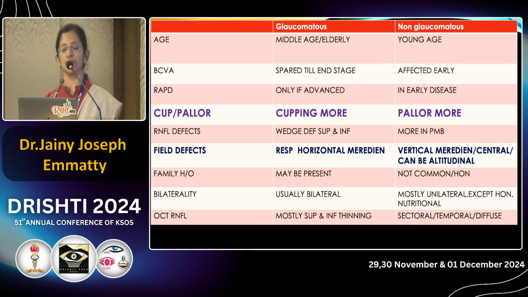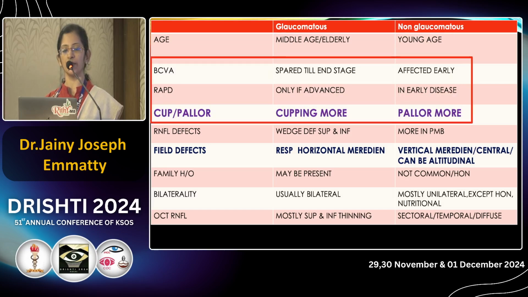The other important feature to differentiate is that the patient is usually young, with early visual loss, RAPD, color vision problems, and visual field defects that follow the vertical meridian. Even though mostly unilateral, these conditions can be bilateral in hereditary and nutritional cases. The RNFL thinning is mainly temporal, which is more prominent in non-glaucomatous conditions than the typical superior and inferior thinning in glaucomatous patients. So those points are important to differentiate both.